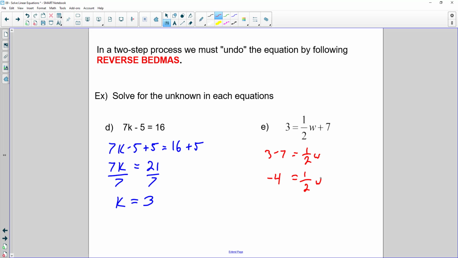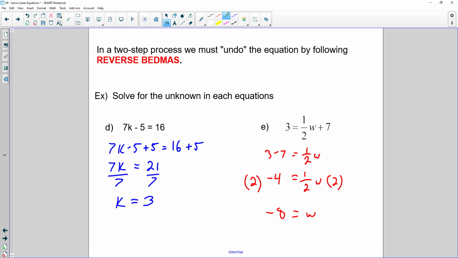So how do we get rid of the 1/2? Well, what we can do is just multiply everything by 2, right? If half of w is negative 4, then let's multiply everything by 2, and so that's going to give us negative 8 is equal to w.